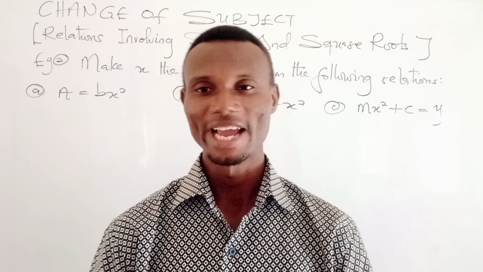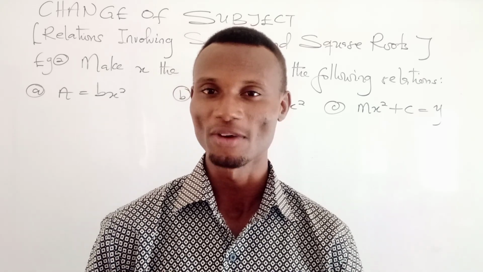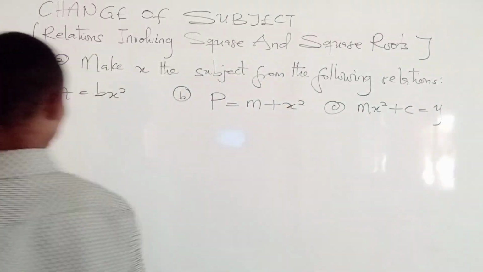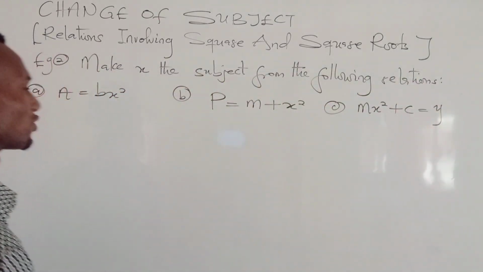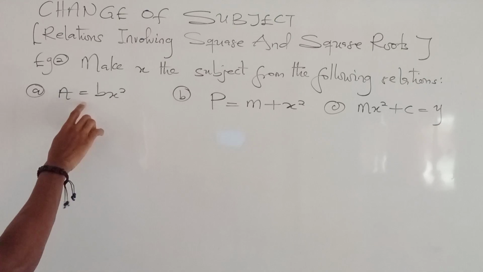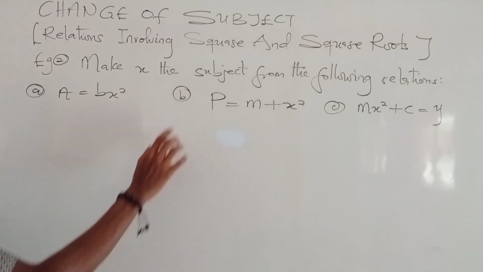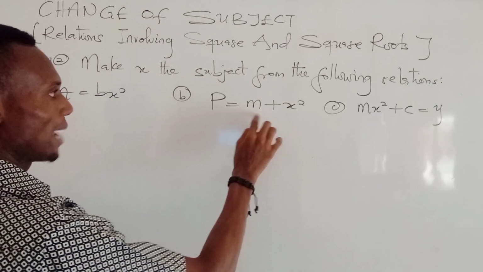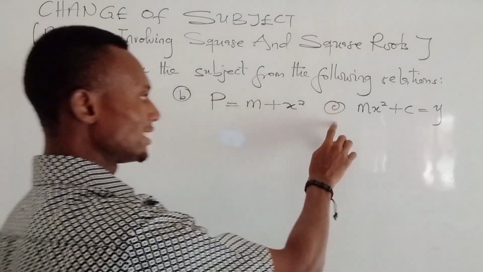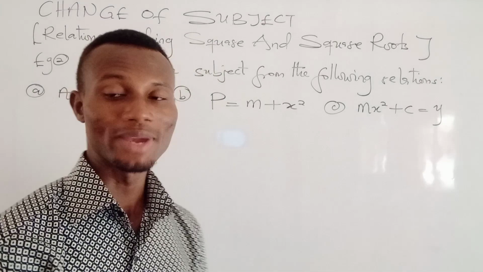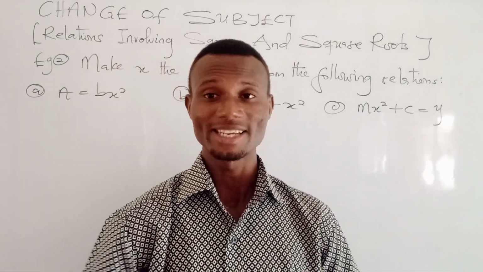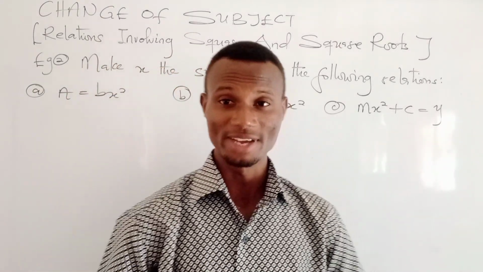So let's go ahead and handle the example 2 that I have on the board. Example 2 says, make S the subject from the following relations. A, I have A equals BS squared, B, I have P equals M plus S squared, and C, I have MS squared plus C equals Y. So we are being asked to make S the subject from each of the given equations.